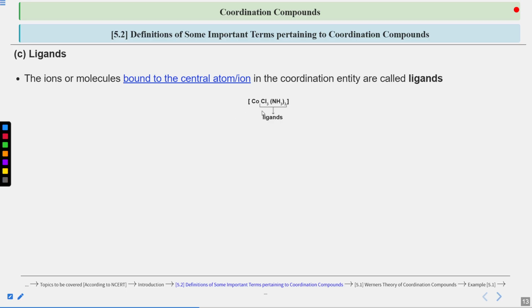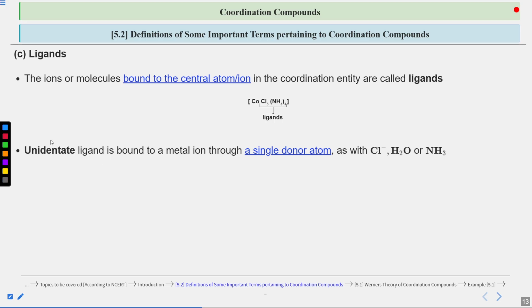So again the same example, [Co(Cl)3(NH3)3]. Here you can see the whole thing in the square bracket is representing the coordination entity, and the core of the coordination entity, that is cobalt, is representing the central atom or ion. The other things that are bonding to the central atom or ion, that is three atoms of chlorine and three molecules of ammonia, are ligands. They are bonding directly to the central atom or ion.